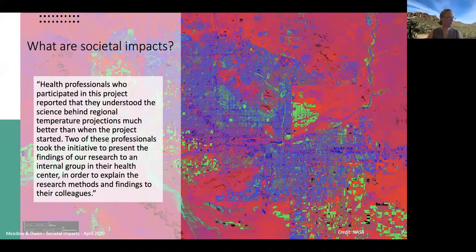In this example, we see health professionals who participated in this project reported that they understood the science behind regional temperature projections much better than when the project started. Two of these professionals took the initiative to present the findings of our research to an internal group in their health center in order to explain the research methods and findings to their colleagues. So this is a nice example of both conceptual impacts and capacity building.